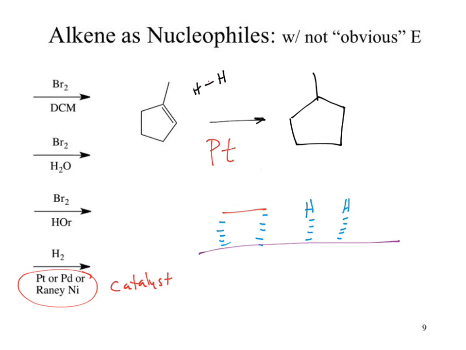Say that again? Put them on the same plane. The hydrogens get added across the double bond on the same plane. Which means if I were to draw in my hydrogens, there's one, where's the other? It's also going to be wedged. They must get added on the same plane, and that's because of that surface contact with the platinum.